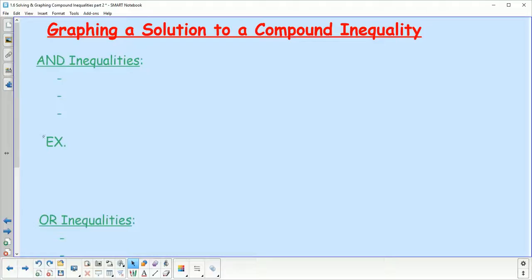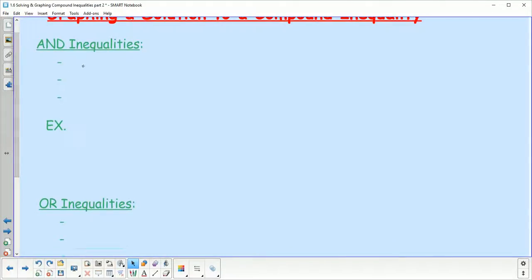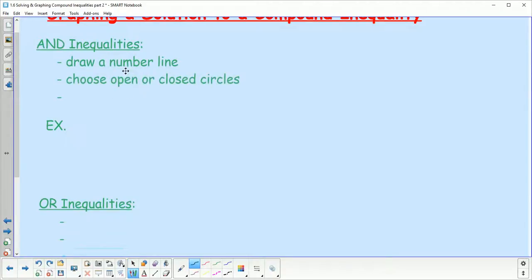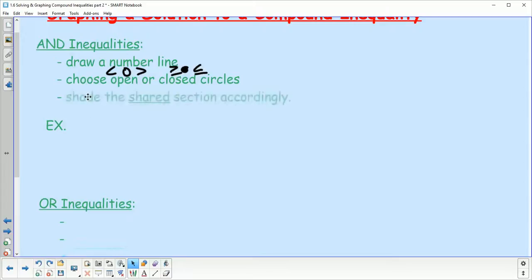Okay, finally then graphing those. So same idea as a simple linear inequality from part 1. We're going to draw our number line. We're going to choose either open or closed circles for the same reasons. Open would be less than or greater than. Closed would be greater than or equal to or less than or equal to. So remember the equals to part for our closed circle. And then we're going to shade, more often than not, the shared section accordingly.